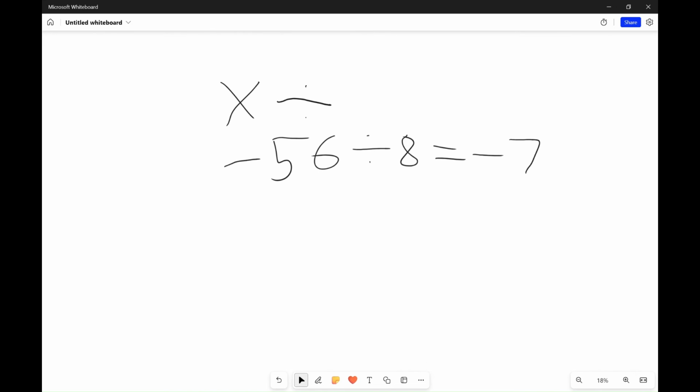And negative 56 divided by negative 8. A negative and a negative equals a positive. So then the answer will be positive, and 56 divided by 8 is 7. So then the answer will be positive 7.